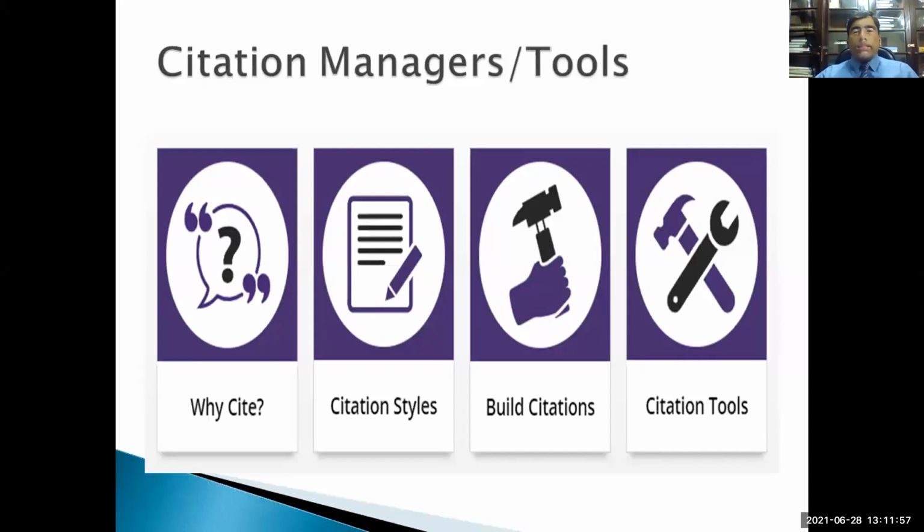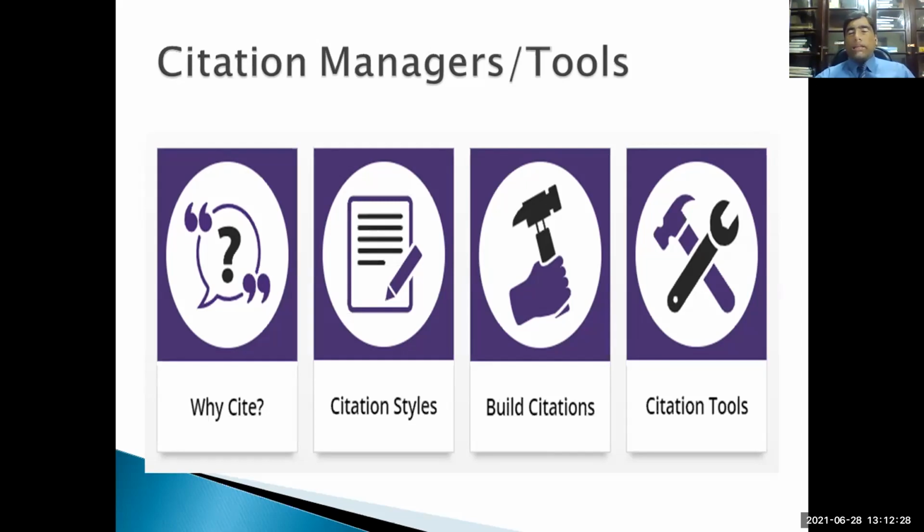So, what do citation managers and citation tools basically do? First of all, you have the requirement of citation, so that leads you to give citations. You follow specific citation styles according to your subject areas, and then you need to build citations according to that citation style. And to build citations, you would need citation tools.